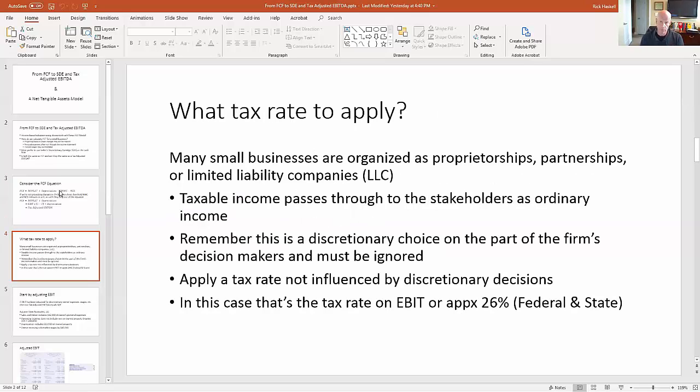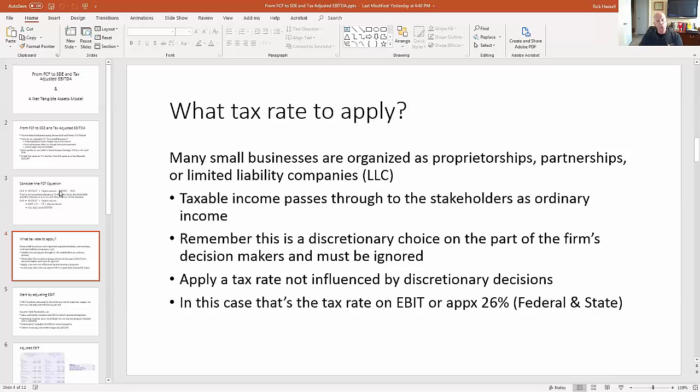Well, what tax rate are we going to apply? Most small businesses won't pay tax or income tax at the business level. Most of them are organized as proprietorships, sometimes partnerships, sole proprietorships. Other times they're organized as LLCs. And in each of these cases, if there is an income after all expenses, both operating and not, so what we would otherwise think of as a taxable income, that then is passed on to the stakeholders, the partners, the proprietors, proportionately based upon the stakes that they hold in the entity, and they would pay tax on those incomes at the ordinary income tax rate.